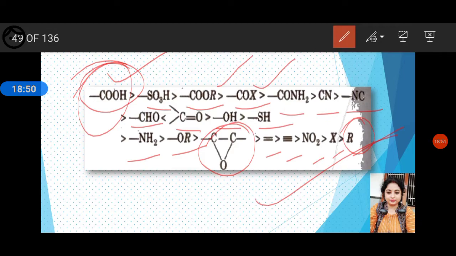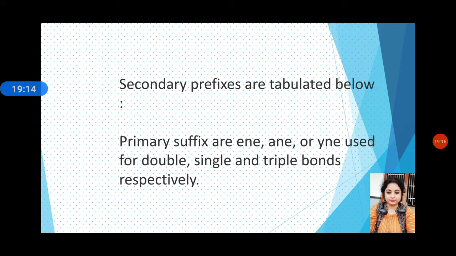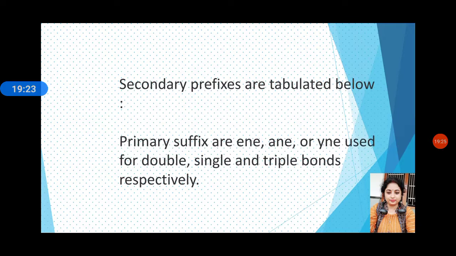Rule number 3, naming the prefix and suffixes. Prefix represents the substituent and suffix is used for the principal functional group. Primary prefixes are cyclo, bicyclo, di, tri, tetra, tris, tetrakis, etc. And secondary prefixes are tabulated below. And ane, ene, yne will be your primary suffix.